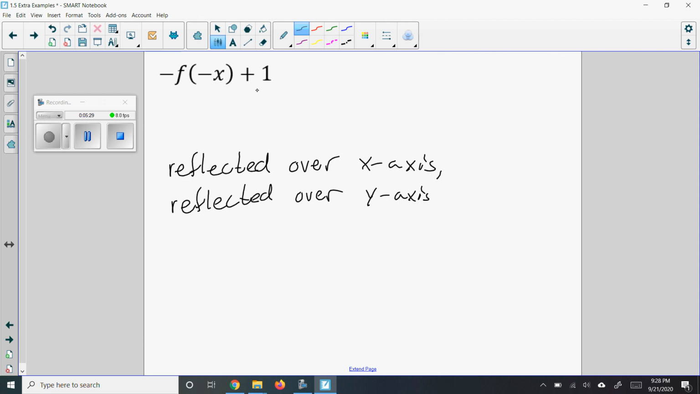Okay. Now I have one more transformation here. I just have this +1, and that's on the outside. So since it's on the outside, it impacts the y values. So this has gone up 1. So we have 3 transformations: reflected over x, reflected over y, and up 1.